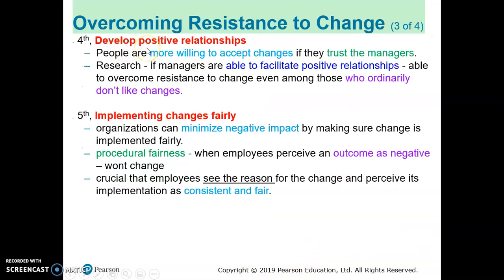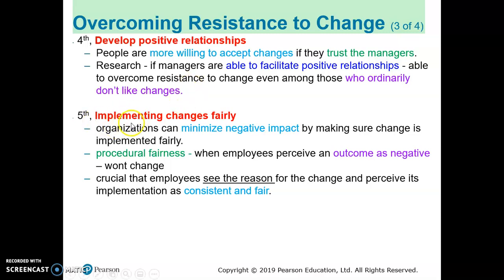Next is through developing positive relationships. People are more willing to accept change if they trust the manager. So if the relationship between employees and managers is good, employees are more willing to accept the change. If managers are able to facilitate a positive relationship with the employees or subordinates, this could overcome resistance to change by the employees, even among those who ordinarily do not like change. So this is considered good, having a positive relationship or rapport with the employees.